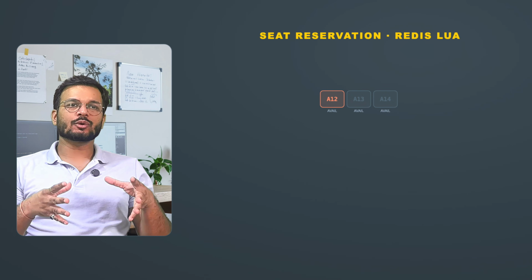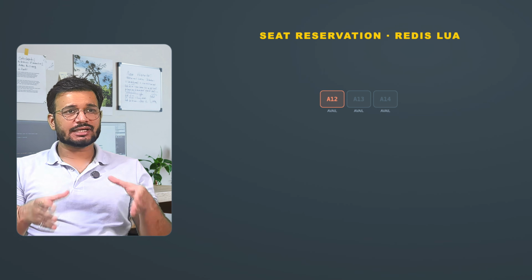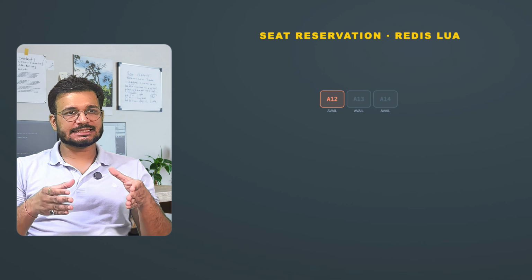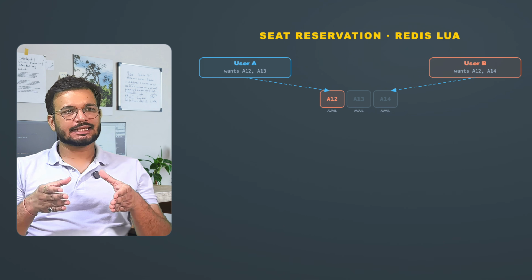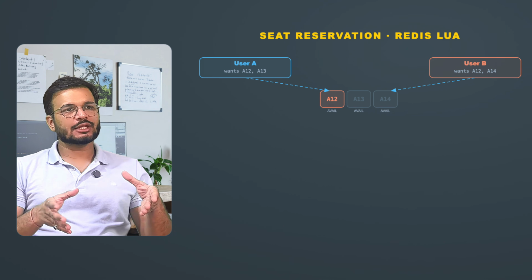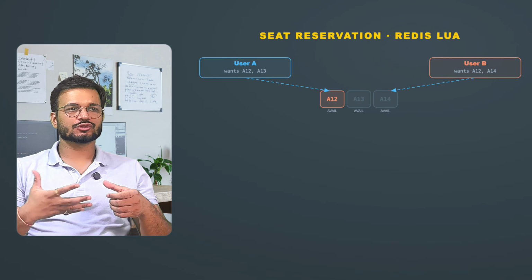The next component we are discussing is seat reservation with pessimistic locking. When an admitted user selects a seat and we need to atomically hold those seats, in Redis, the seat status for each seat is a key. It will be like seat, event ID, seat ID, and the status. The status value can be available, held, or sold.